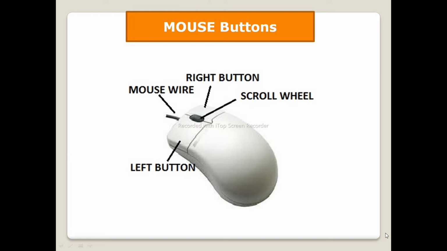A modern day mouse has a sensor on its bottom. I'll show you the picture next. It helps in moving the mouse. This type of mouse is known as an optical mouse.